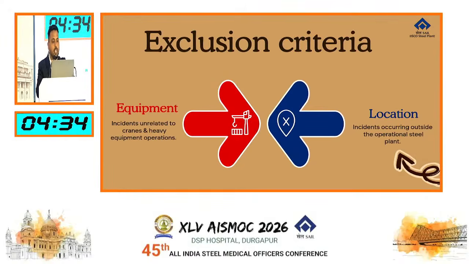Coming to the exclusion criteria, accidents unrelated to crane and heavy equipment operations such as slips, trips, and falls were excluded, and also accidents which occurred outside the operational steel plant were excluded from this study.